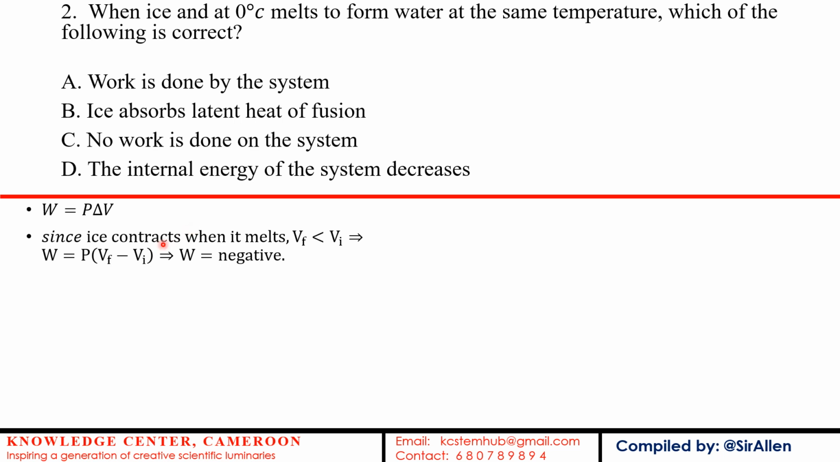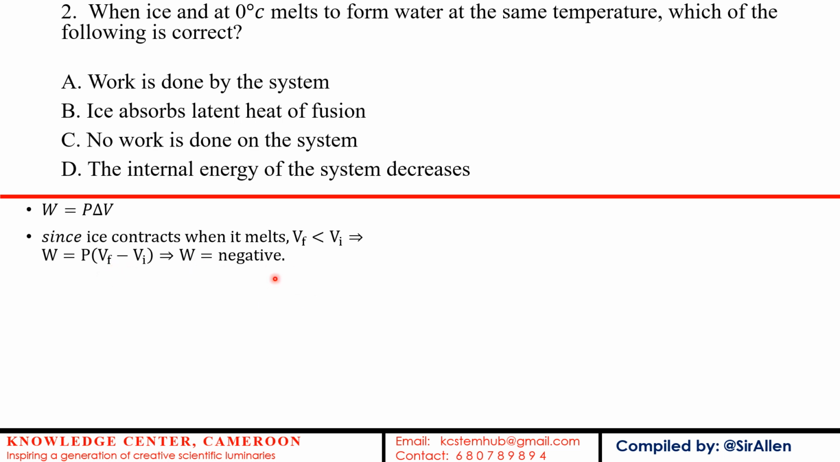Since the ice contracts when it melts, of course you understand that that's one of the abnormal behaviors of water. So Vf would be smaller than Vi because it contracts as it melts, before it gets to 4 degrees Celsius, and then if you keep heating it from 4 degrees Celsius, it begins to expand. So W would be P changing V. Now V final minus V initial is negative. Why? Because V final is smaller. It has contracted as it melted. So this work done is negative.